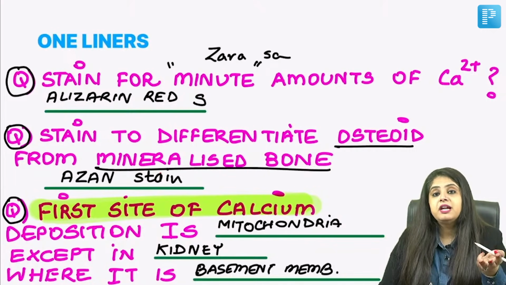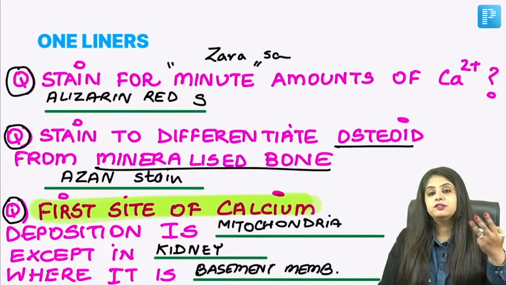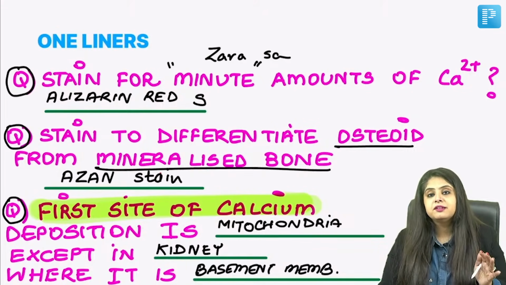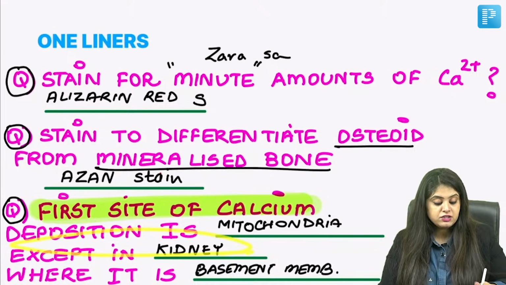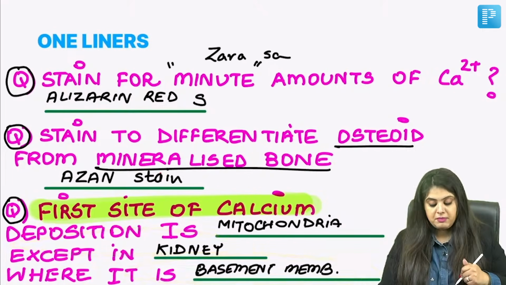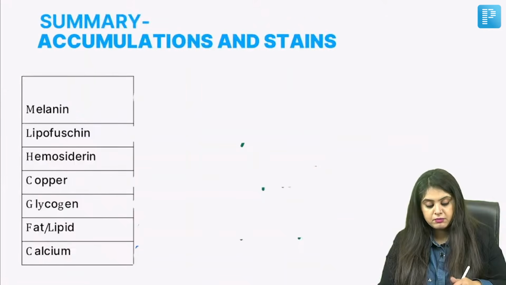Question number 3, where does calcium go and sit first or get deposited first? Mitochondria. So ultimately in chapter 1, when you forget something, the answer is always mitochondria. That is how you learn it. But in the kidney, calcium goes and sits first in the basement membrane. So finally calcification is done, but your story is not done.